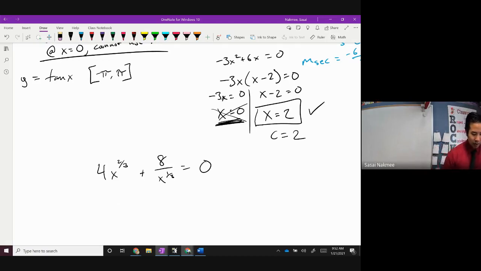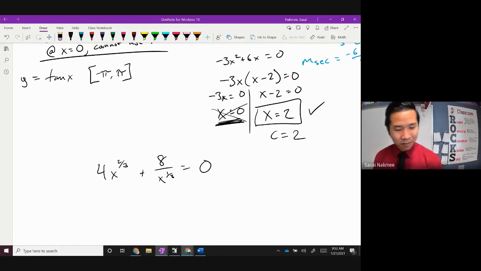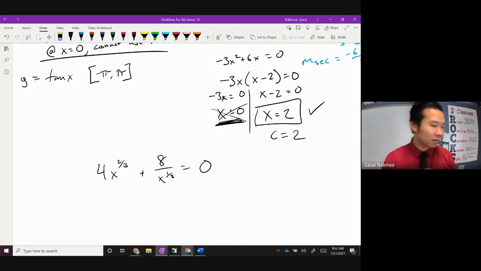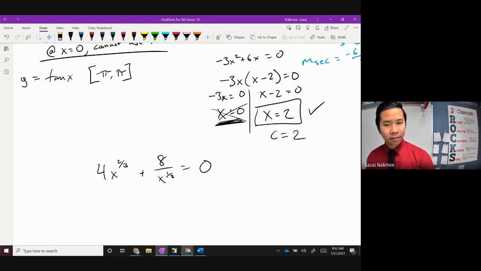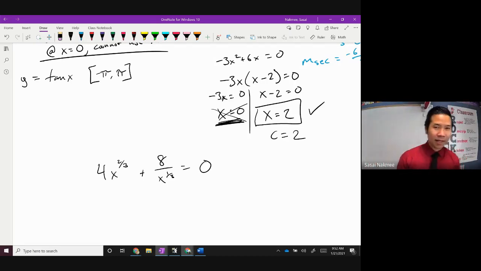Does anyone have any ideas how I would solve this problem? What's something I could do to try to solve for x, I should say. I'm no longer asking for calculus right now. I'm asking your algebra skills. Anyone got any ideas? What should I do? Stare at you guys awkwardly. What should I do, guys? Any ideas? Any ideas?